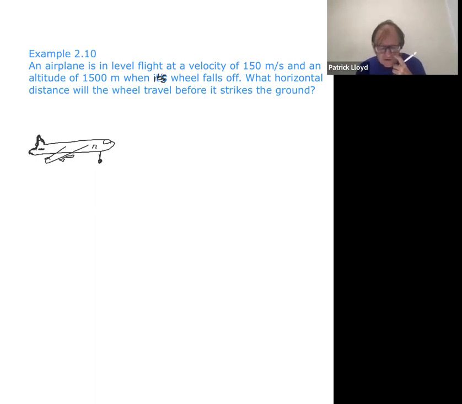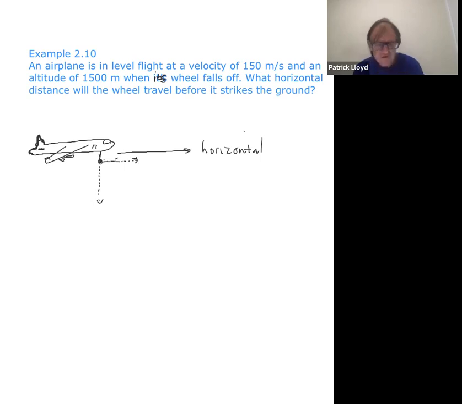Okay. All right. So for this one, the idea is this. The plane's moving horizontal. This is horizontal. But what happens is the wheel falls off. So what the wheel does is it actually has two motions. It starts falling, right? Because of gravity. But it's also moving horizontally because of its initial speed.